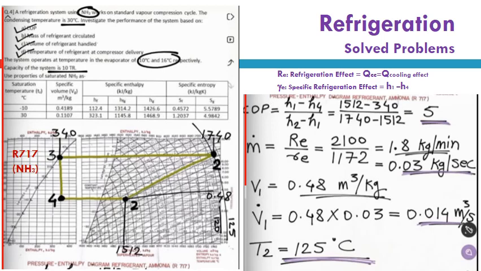As can be seen, firstly, we have to plot the cycle corners using the two pressures listed, or the two corresponding temperatures listed for the condenser and evaporator, such as minus 10 degrees Celsius for the evaporator temperature and 16 degrees Celsius for the condenser. Then after plotting, we get that point one has enthalpy 1740 kilojoule per kilogram of ammonia, when using the attached pH diagram of R717, and finally we get from this chart that H3 equals H4 and equals 340.